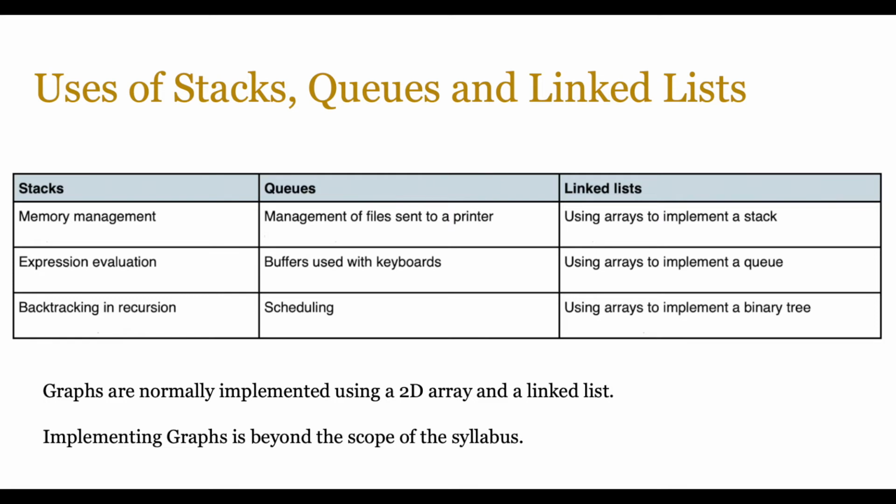Linked lists are used to actually implement other abstract data types. For example, you can use arrays to implement a stack, or you can use arrays to implement a queue or a binary tree. Graphs are normally implemented using 2D arrays and, of course, linked lists, and we're going to look at these in a moment. However, implementing graphs is beyond the scope of the syllabus. We don't need to know how to create those. We will talk about them, but just be aware that these aren't actually needed.